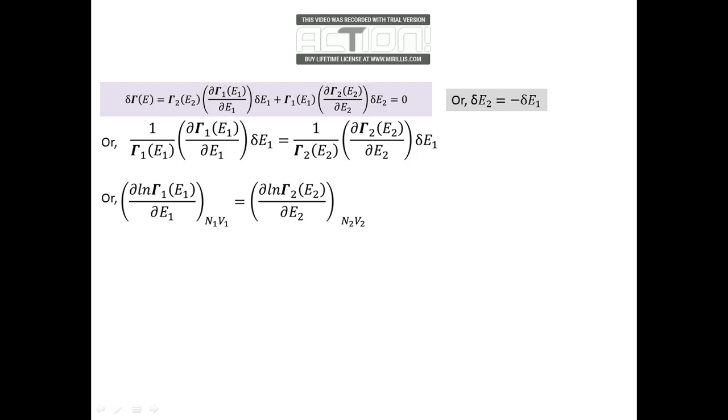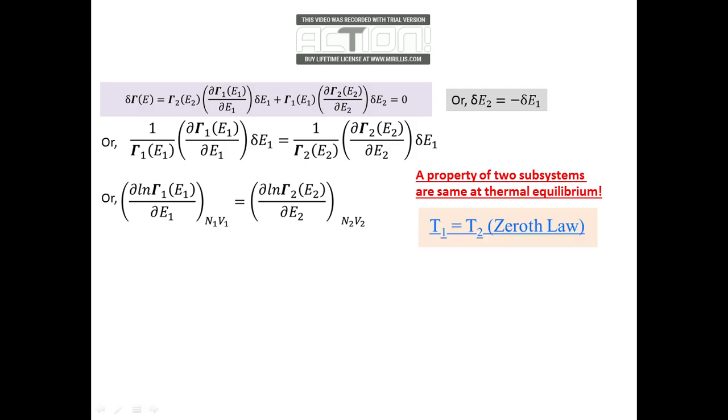And then we realize that there is a property which says that two subsystems are the same at thermal equilibrium, that property. And we know there is a property which remains the same under thermal equilibrium, and that is, from the 0th law, we know that is temperature, right? So these terms must be related with temperature in some sense.